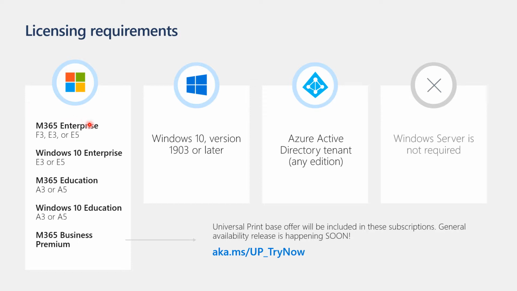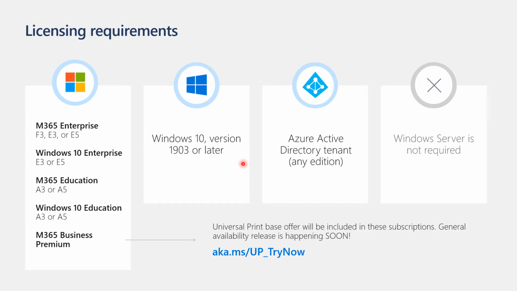So M365 E3, E5, F3, as well as Windows 10 Enterprise, M365 Education is supported, A3 and A5, M365 Business Premium, and then you're all set. And especially for the education space, this is a great service to use because printing is still happening quite often in schools, for example. So here are some technical requirements.